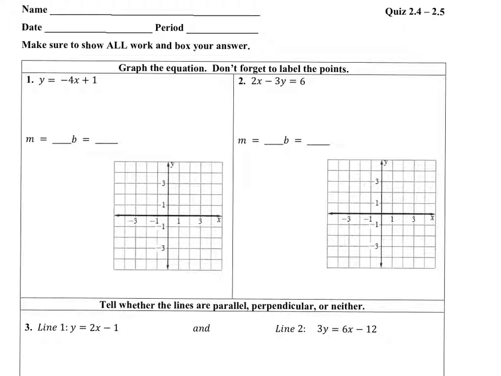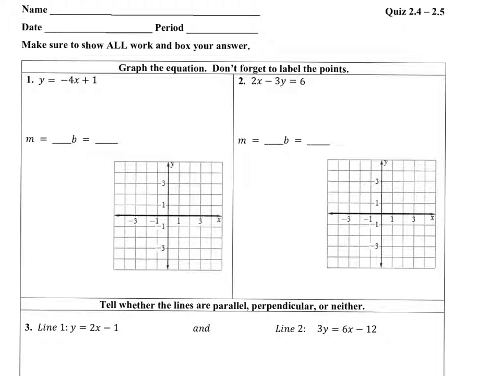But either way, we're going to graph the equation. Don't forget to label the points. Okay, label points. So if you put a point here, label it -2, 2. Alright, so in the first one, we have this equation. It is in slope-intercept form, so identify the m and the b and graph them. Remember, start with the b, then go up or down and over.